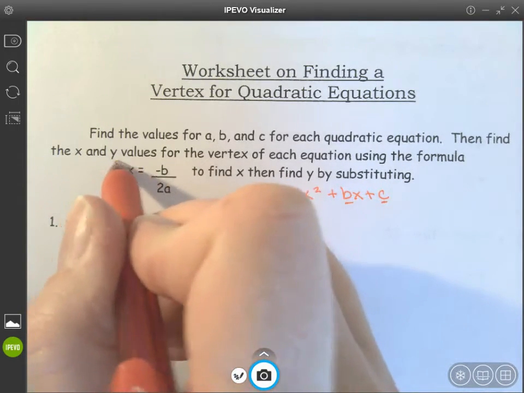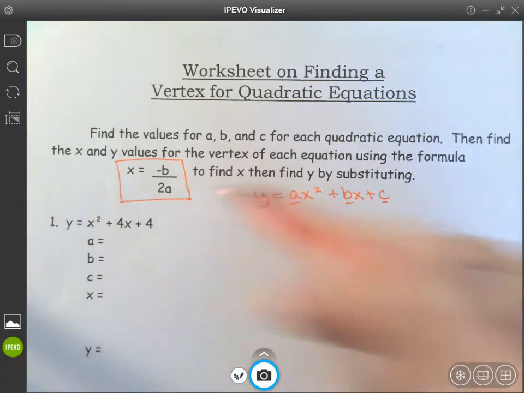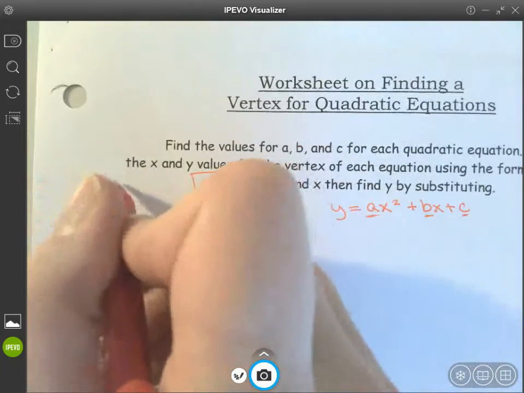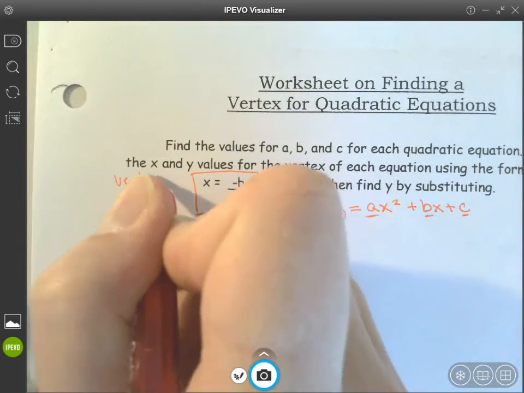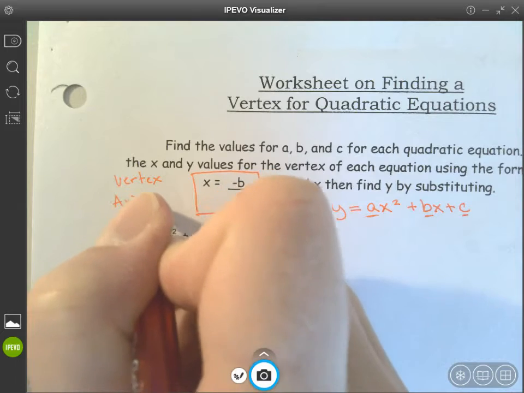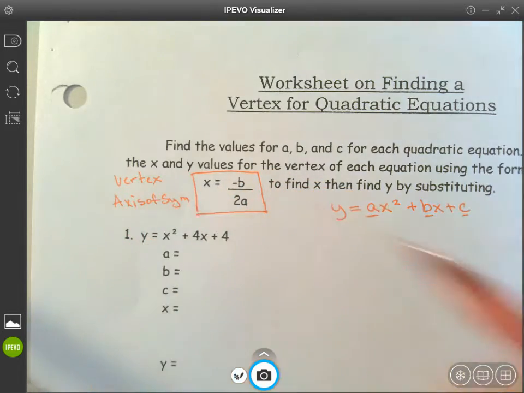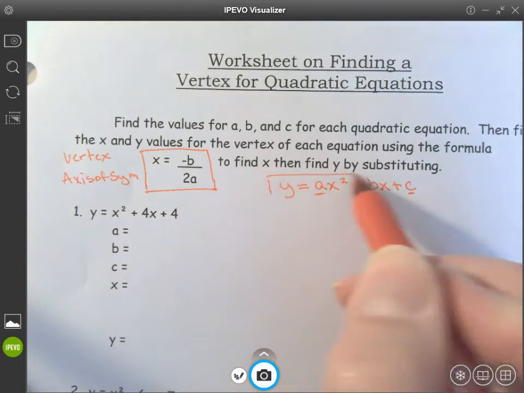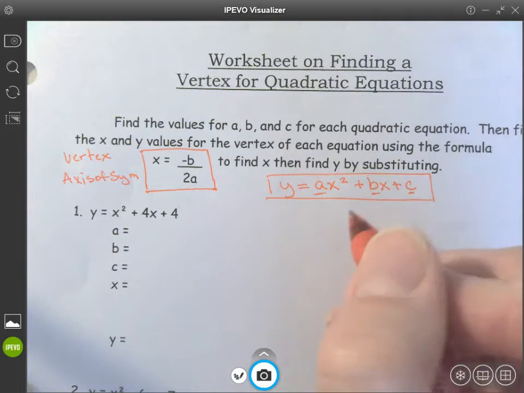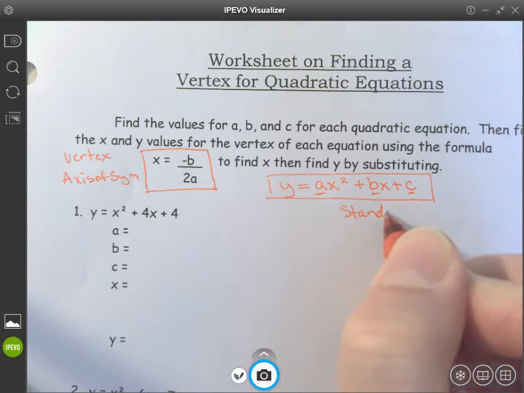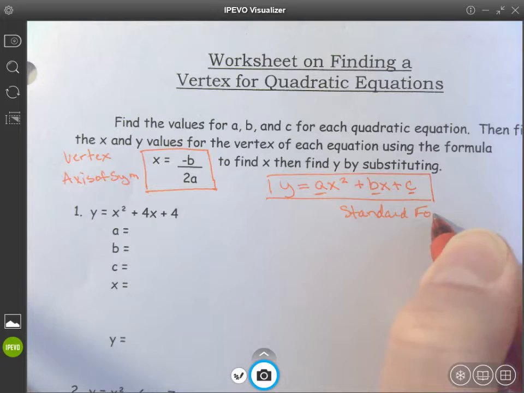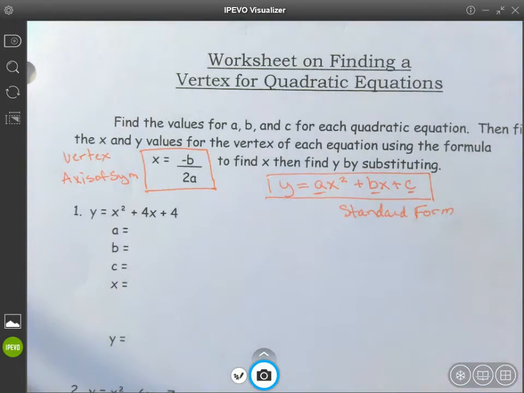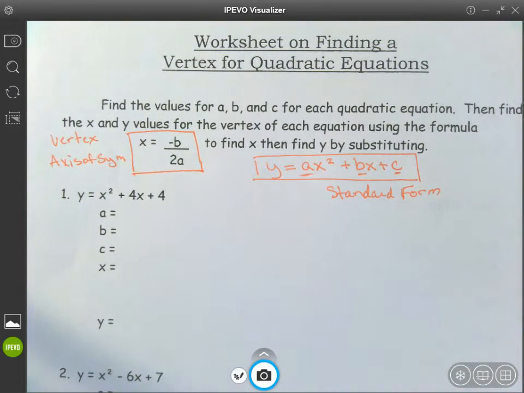We are going to use this formula right here to find the axis of symmetry. So it's going to help us find two things. Make a note of this. This is going to help us find the vertex and the axis of symmetry. It's going to find the x value for the vertex and the axis of symmetry. This is your quadratic equation, and this is considered standard form. So we keep rewriting these same ideas so we have them in our notes. All right, so I am going to jump down to number 3 and do that one with you.